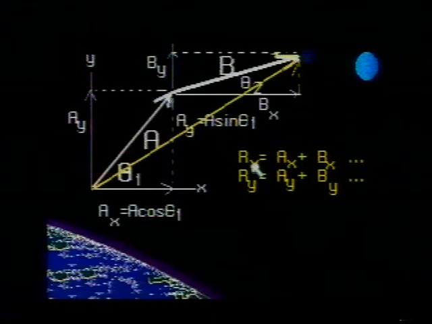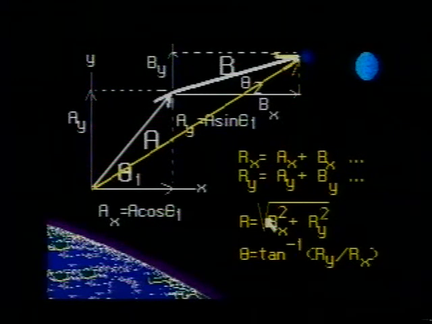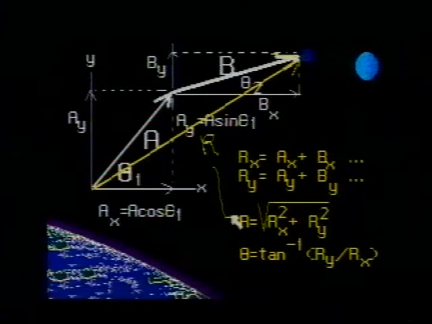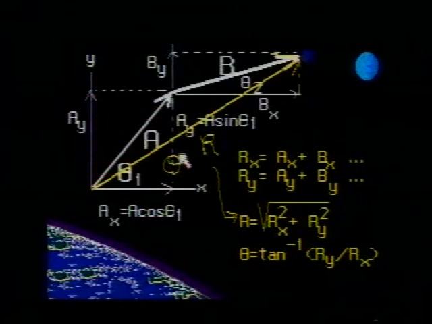The x component of that resultant vector is simply equal to the sum of the x components of the individual vectors, and the y component of the resultant vector is equal to the sum of the y components of the individual vectors. The magnitude or length of the resultant vector can be found from the Pythagorean theorem, and the angle that the resultant vector makes with the x-axis can be found from the fact that the tangent of that angle is equal to the ratio of the y component of the resultant vector to the x component of the resultant vector.